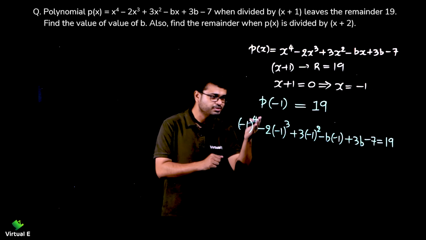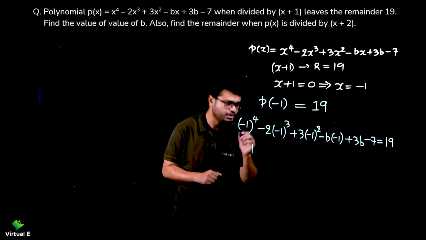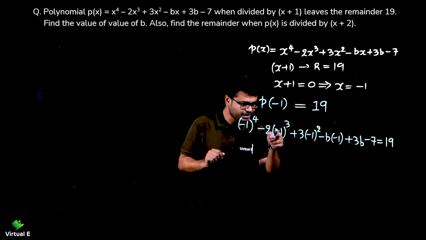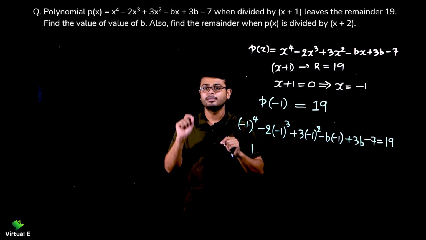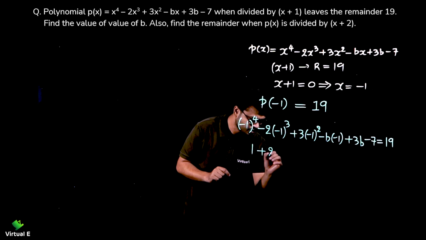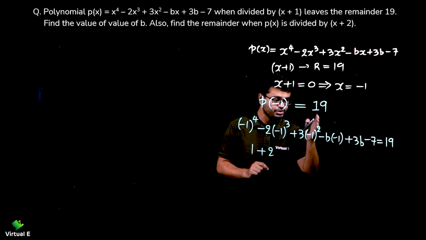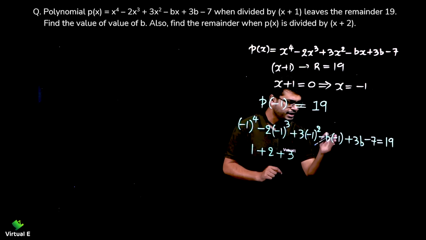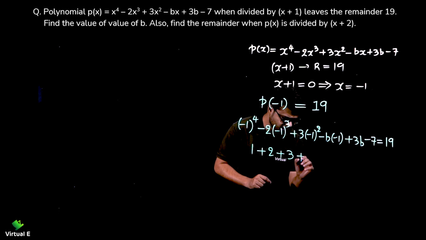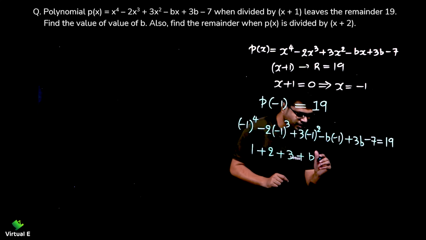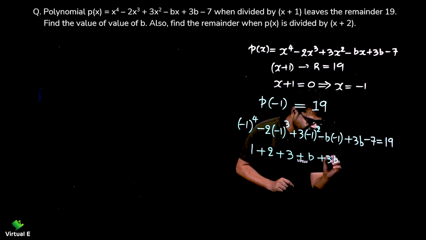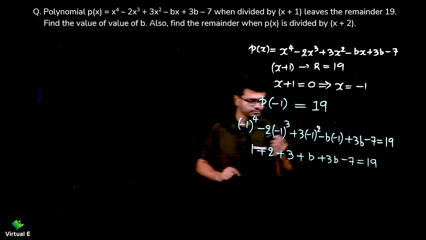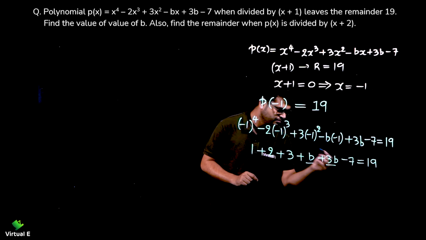You can see over here only b is the unknown, rest all are numbers. Now here, minus 1 raised to an even power, so the answer is 1. Minus 1 raised to an odd power, so the answer will be minus 1. Minus 1 into minus 2, minus minus will be plus 2. So plus 2 it is. Minus 1 raised to an even power, so again positive. 3 will remain as it is. Minus 1 into minus b, so positive b. Here 3b as it is, and minus 7 is equal to 19. So this b and plus 3b.